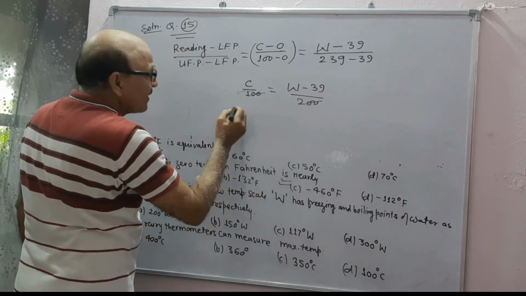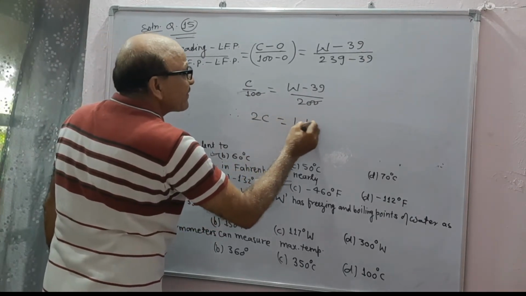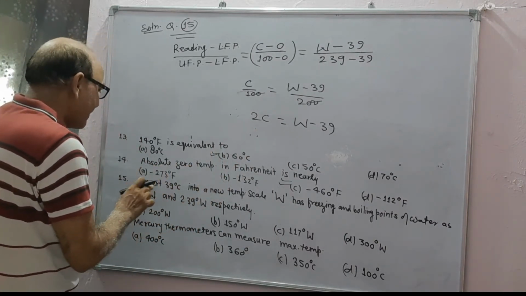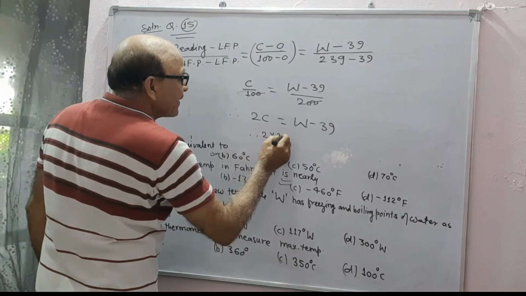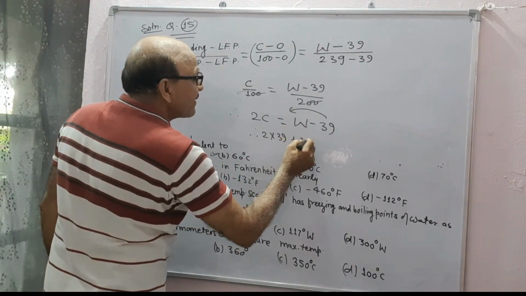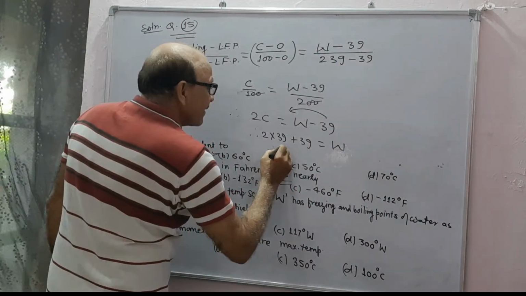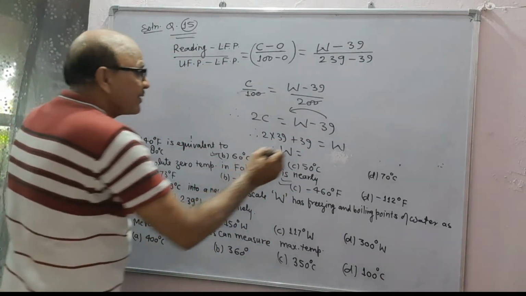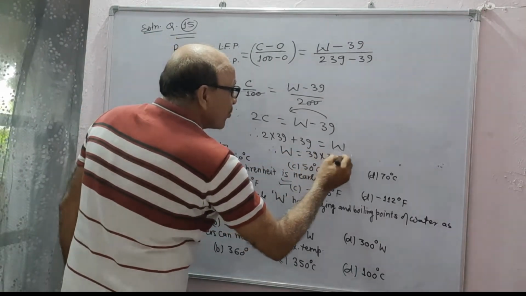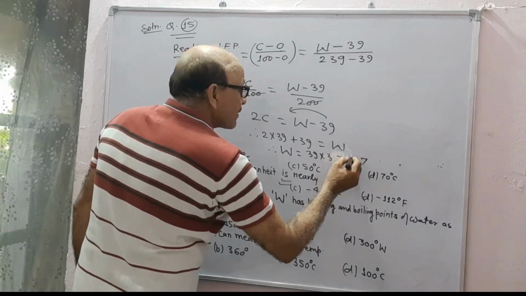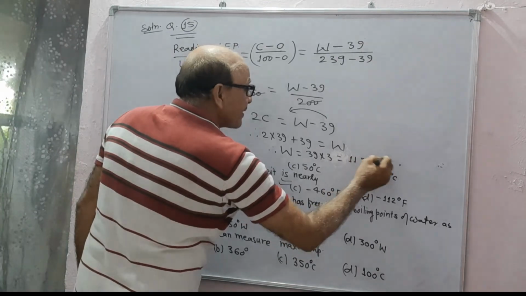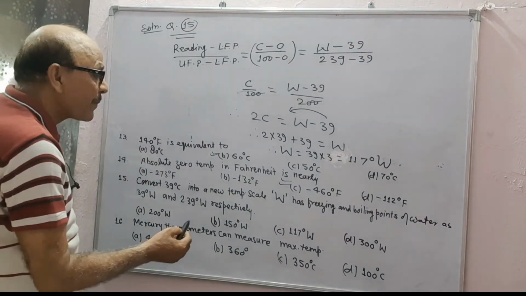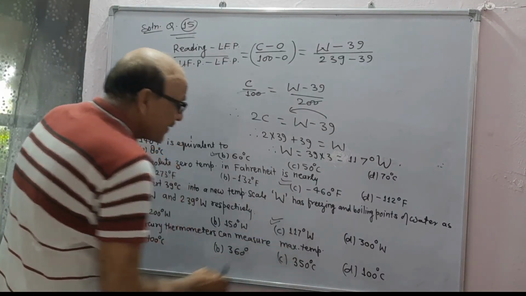These two zeros cancel. Therefore, 2C will be equal to W minus 39, or 2, here C is 39, so 2 into 39 plus this 39 will be W. That is, W will be 3 into 39, which is 117 W. Therefore, the temperature on the new scale will be 117 W, which is the option number C.